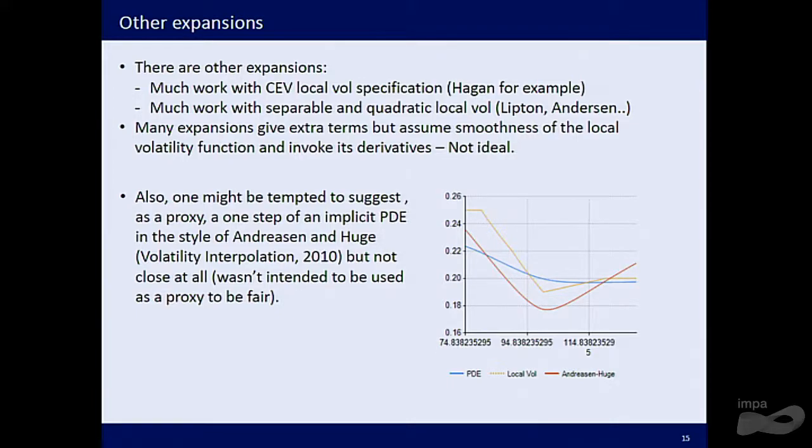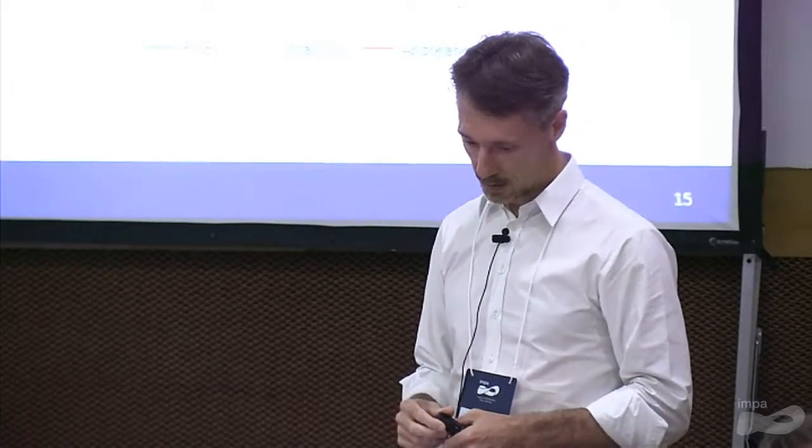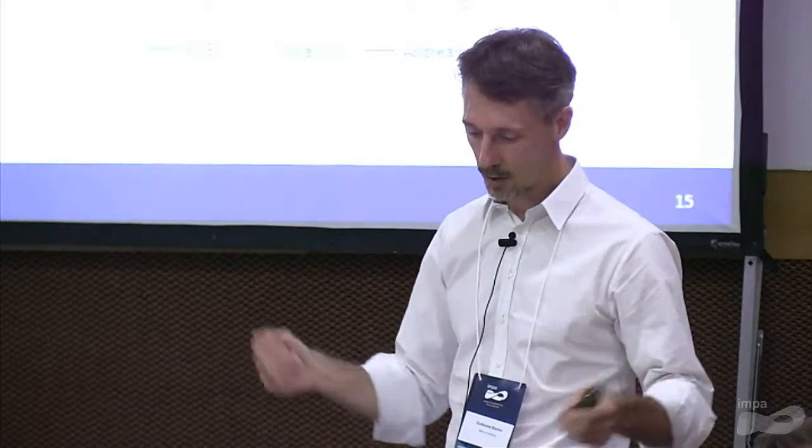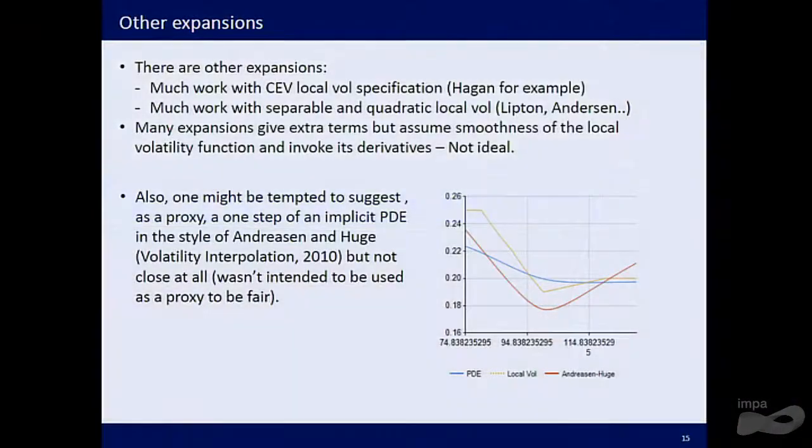There's been plenty of other work, and I probably will do some injustice to some people because there's been so much work for specific types of local volatility. You can do lots of things with CEV, with separable and quadratic forms, or you can make assumptions. A lot of the time you need to make some assumption of smoothness for the local vol. And that's not ideal, because the local vol is already a derivative of an observable quantity. It's unlikely to be super smooth, and it doesn't need to be super smooth at all.